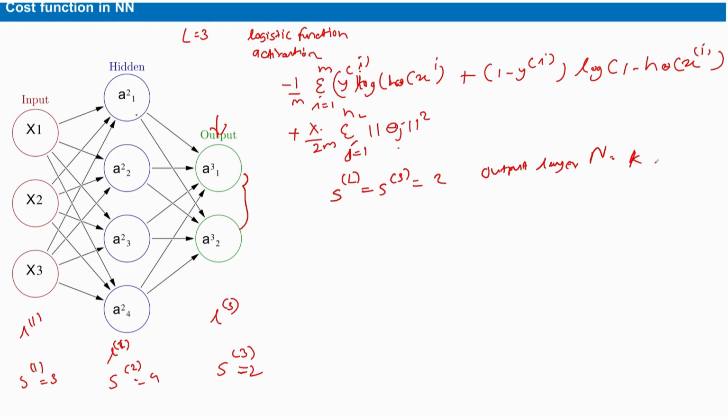Now, if we apply the cost function we used for logistic regression to the neural network, it will look like this.